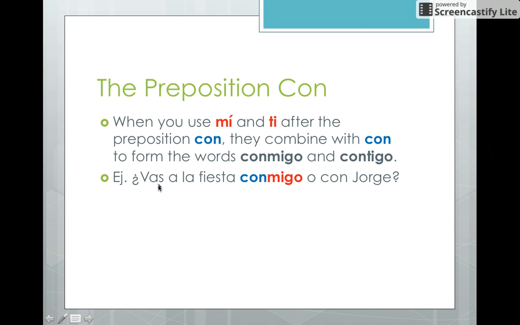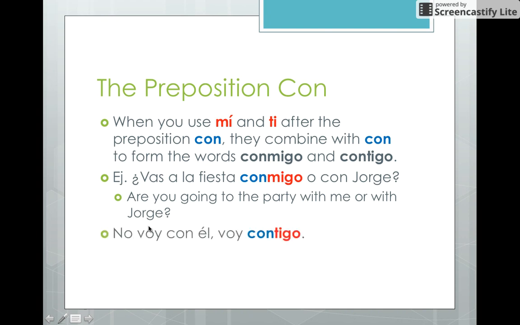So here's an example. ¿Vas a la fiesta conmigo o con Jorge? Are you going to the party with me or with George? No, voy con él, voy contigo. I'm not going with him, I'm going with you. So if you notice, your preposition con combines with tigo to make one word, just like con with migo combines to make conmigo, with me.